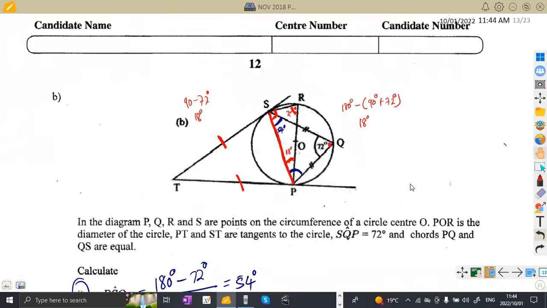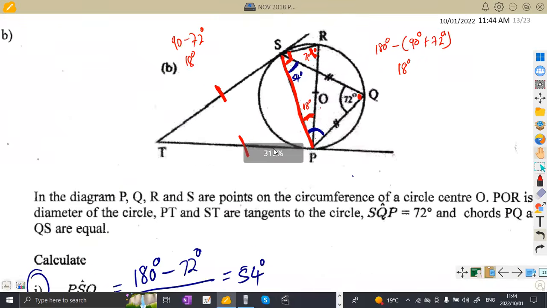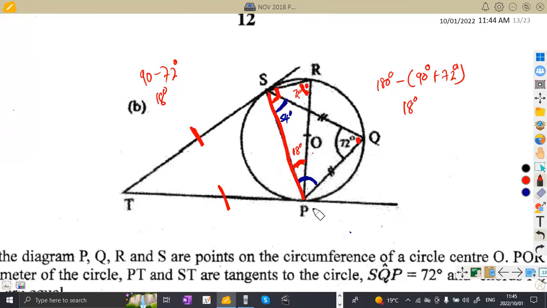Anyways, that is our SPR 7. It was 18, so we say this is 18 degrees. Then PTS. It's this one from P to T to S, this angle here. To find this angle, there are actually so many ways that we can use, but which one is going to be the best one?